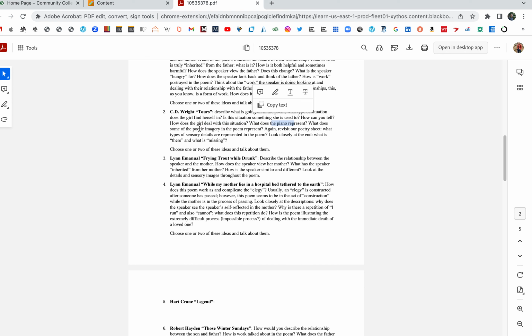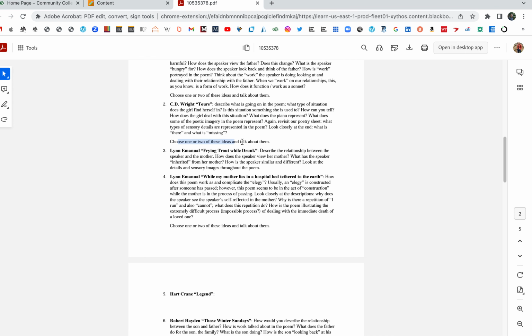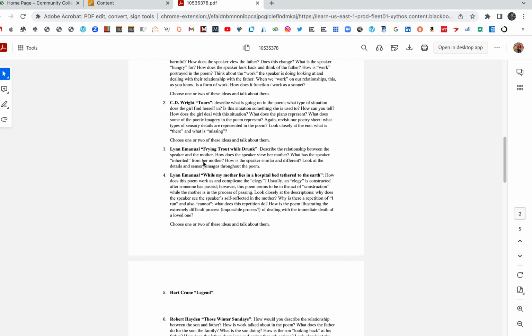What does some of the poetic imagery in the poem represent? Again, revisit our poetry sheet. Look closely at the end. What is there and what is missing? Similarly, choose one or two ideas and talk about them.